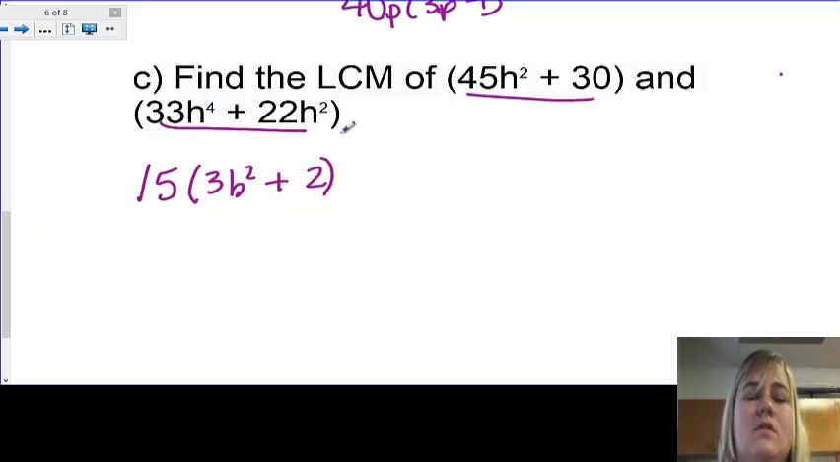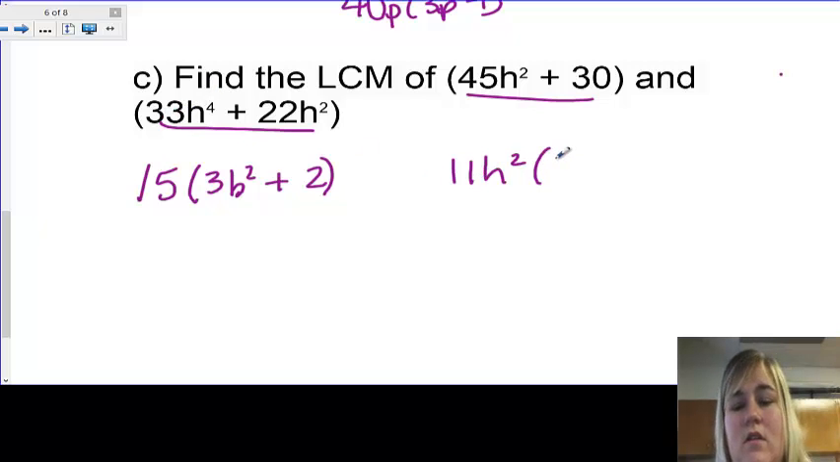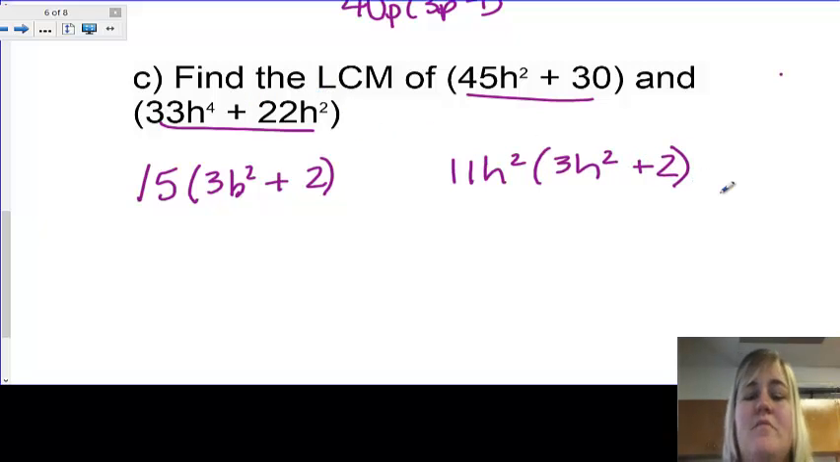Then on this one, I hope that you recognize that we could take an 11 and an h squared. Okay, which means that 33 divided by 11, that's 3. H to the 4th divided by h squared is h squared, plus 22 divided by 11 is 2. H squared divided by h squared is 1, so we don't have to show that.